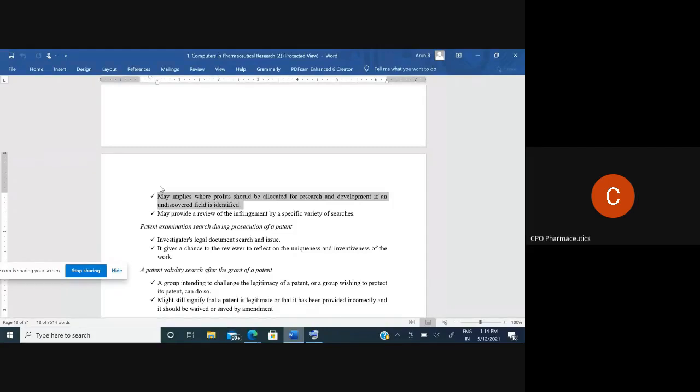So now what I will do, I will allocate more money in that area and then I will try to work and create a patent, create a product in that area. That also we can find. It can also provide a review on infringements, so I will come to know whether there is any deviation in the law, or anyone is trying to break our patent or copy our work. All those things can be done. Investigator legal documents, these things can be searched.